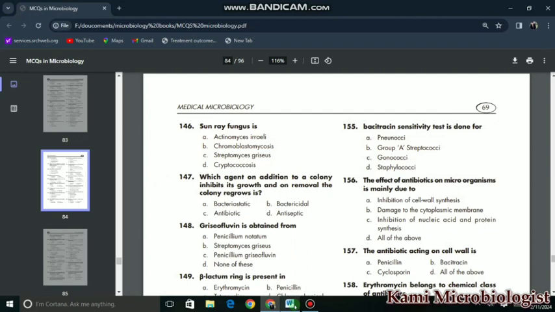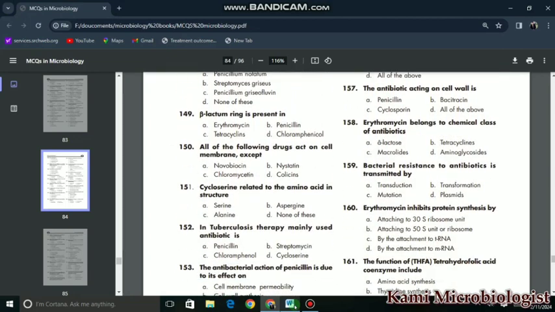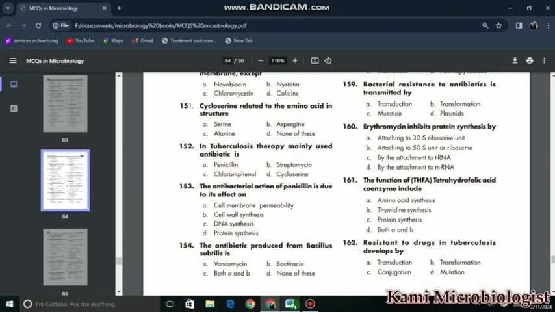inhibition of cell wall, damage to cytoplasmic membrane, inhibition of... so we can say all of the above, so D is the correct option. 157 MCQ says that the antibiotic acting on a cell wall is bacitracin, D is the correct option, all of the above. Then we have 158 MCQs which says that erythromycin belongs to the chemical class of macrolide antibiotics. Then bacterial resistance to antibiotics is mostly transmitted by the plasmid. D is the correct option.